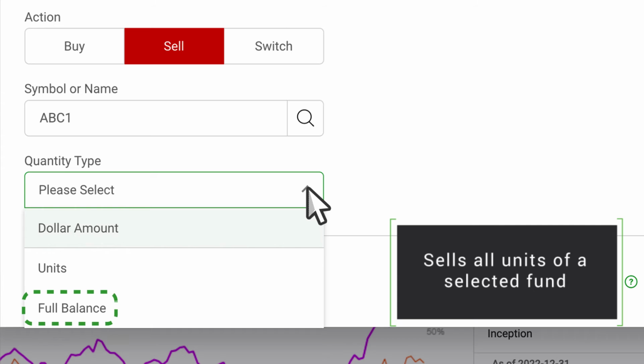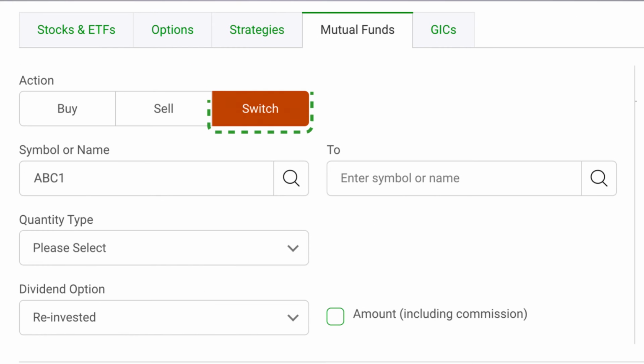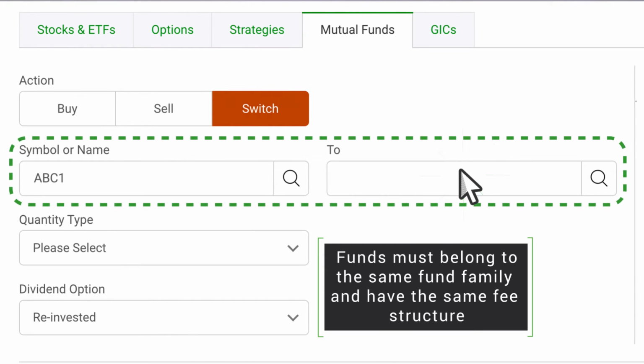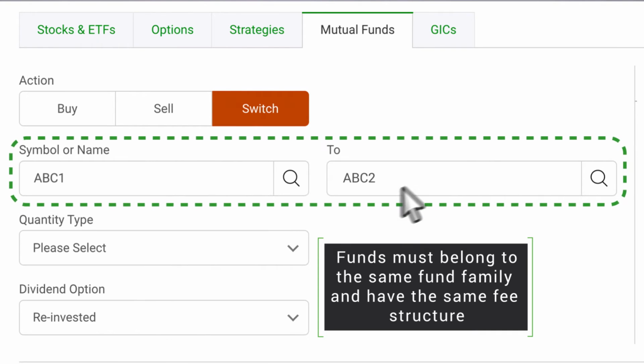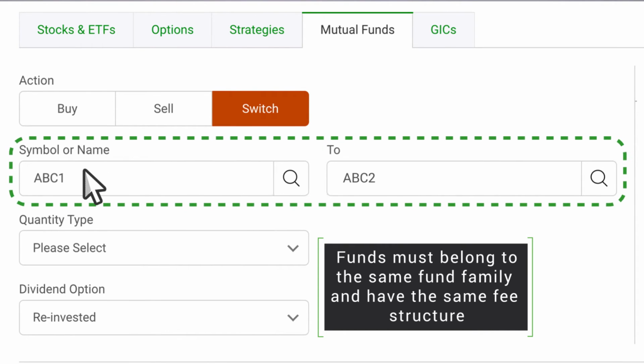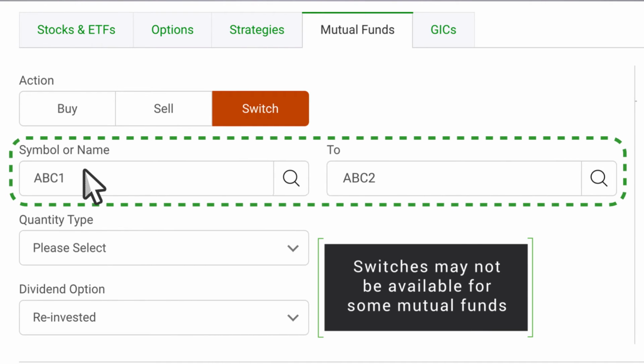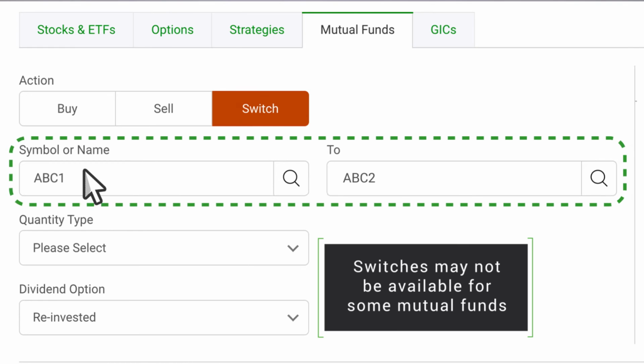The third action on the trade ticket is switch, and it's used if you want to sell one mutual fund and then immediately use that money to buy another. The funds must belong to the same fund family and must have the same fee structure. The only change in selection choices on this ticket is that there are two places for a symbol, one for the mutual fund you want to buy and one for the mutual fund you want to sell. This is a convenient option, but keep in mind that switches may not be available for some mutual funds.